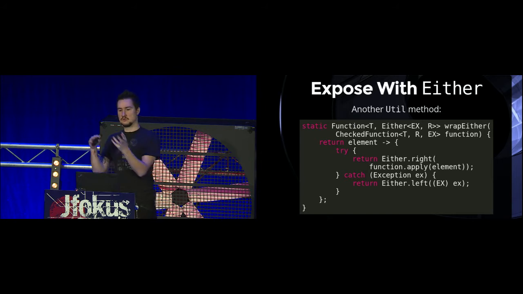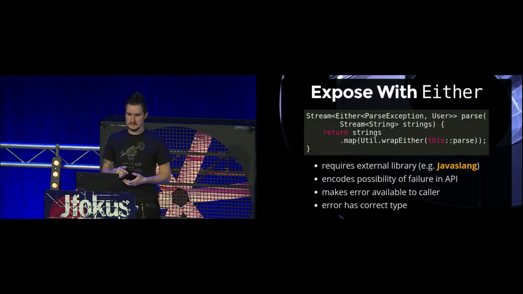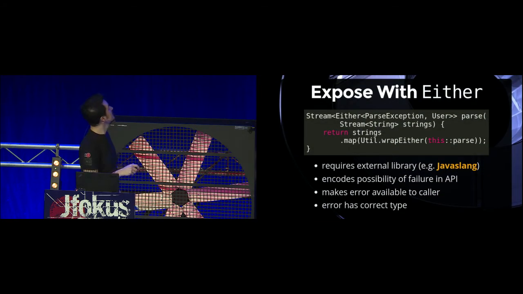If it works, go to one state. If it doesn't work, go to the other state. In this case, right for success and left for failure. And this is what it looks like then. You take a stream of strings. You wrap it with the parse function into either, and you get back a stream of either of parse exception or user.